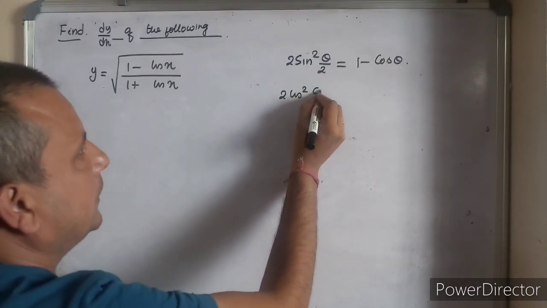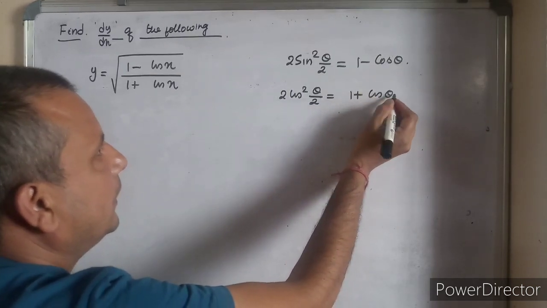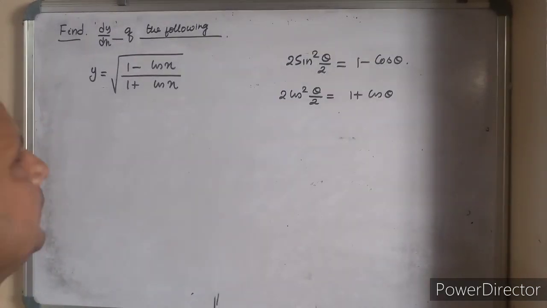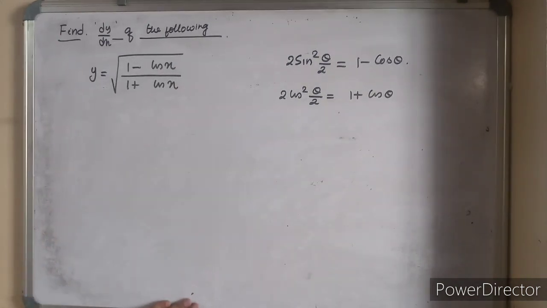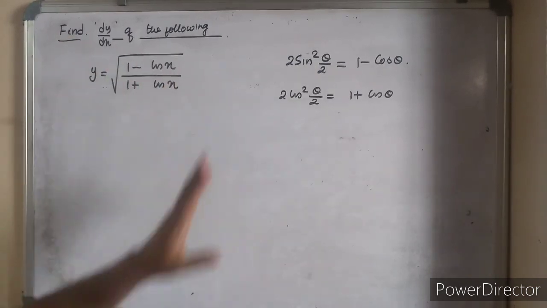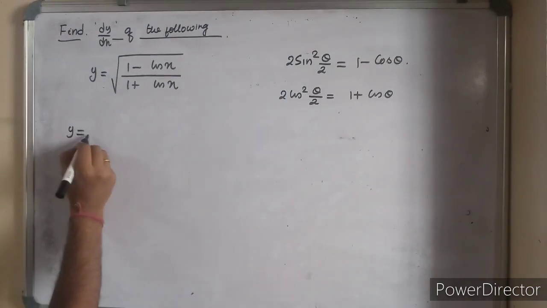2 cos square theta by 2 is 1 plus cos theta. And these two formulas are very important for integrals also. If you are doing derivatives, you have to apply the same thing in the case of integrals. Now I'll apply these two formulas over here to simplify this derivative.